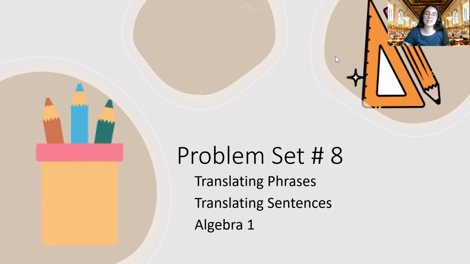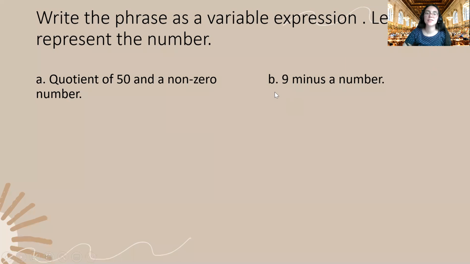Today we are going to continue with our problem set, translating phrases and translating sentences into mathematical symbols. So let's get started. For our first example, we are asked to write the phrases as variable expressions and to let x represent the number.